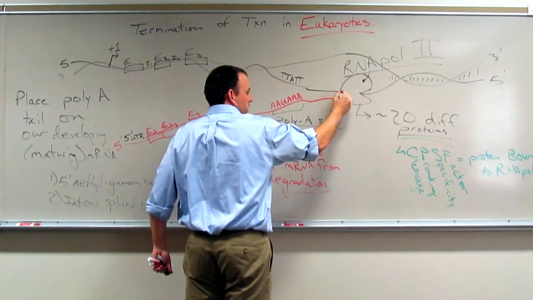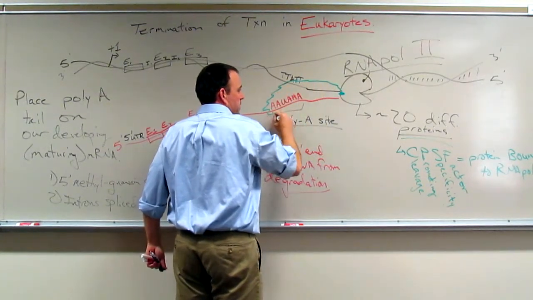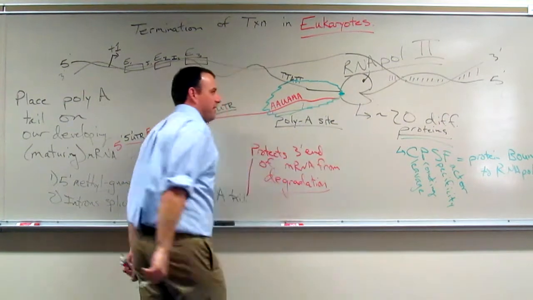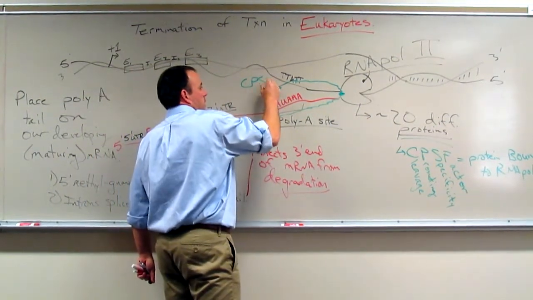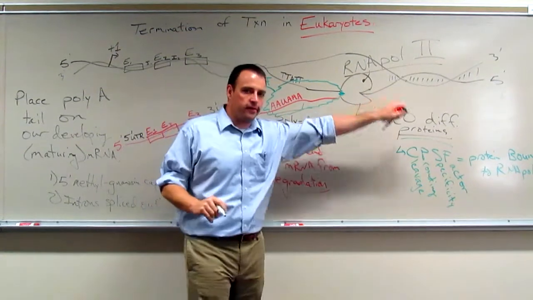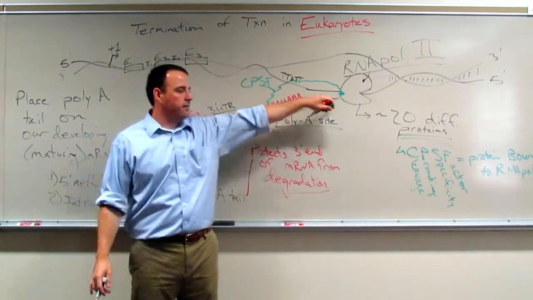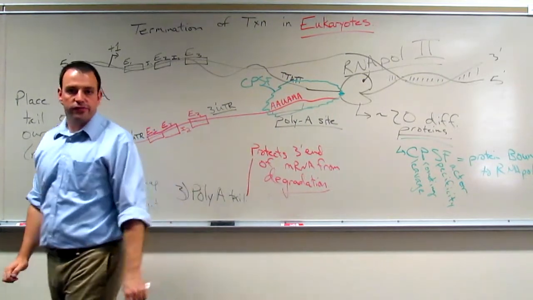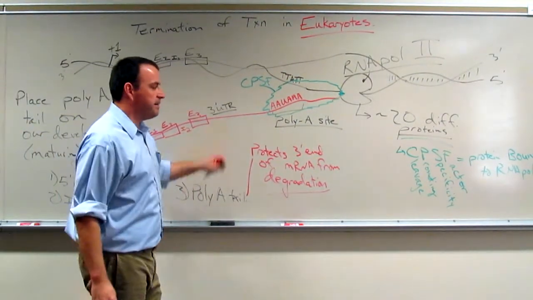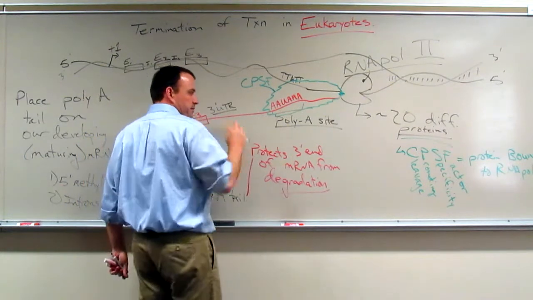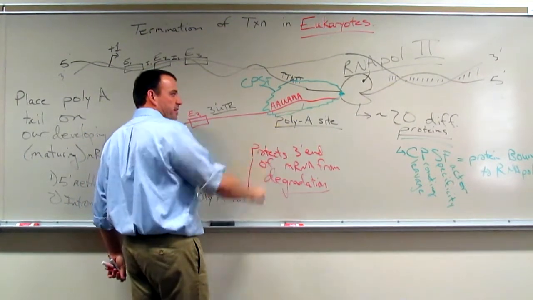I'm going to draw a little tail out behind RNA polymerase. This is CPSF. It's been hanging out, riding on RNA polymerase, going down the template strand of DNA, writing the new mRNA, and CPSF is what you can consider to be scanning the mRNA.